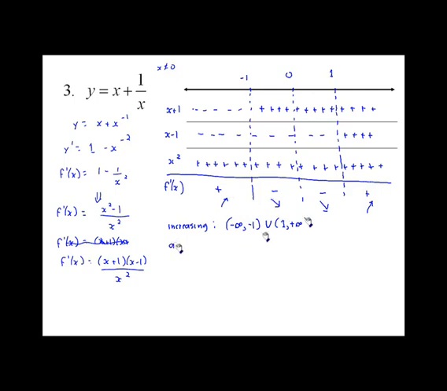And then the function is decreasing from the interval negative 1 to 0 in union with 0 to 1. So two separate intervals. I didn't bother graphing this one, but I would encourage you to do so because you do get an interesting graph. So y1 is equal to x plus 1 divided by x.